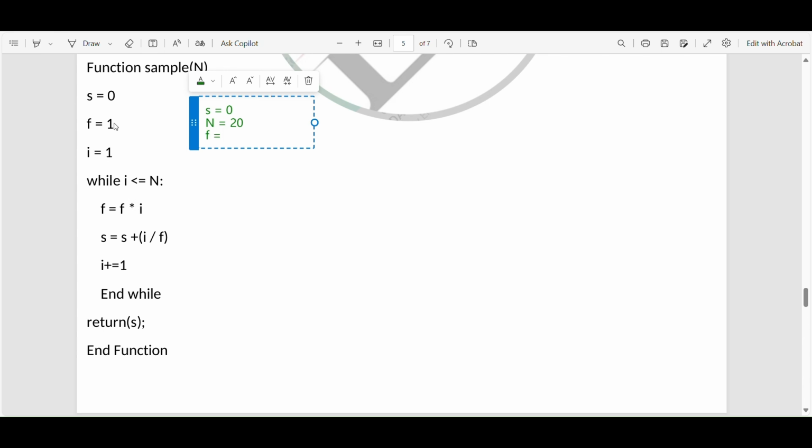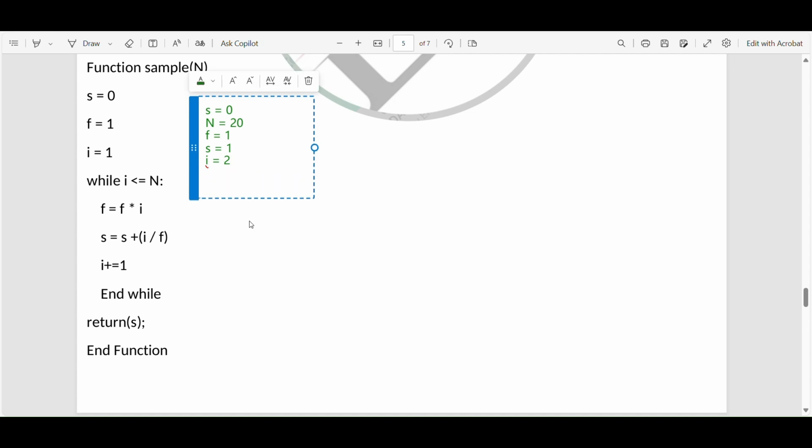And we are going to f equals f into I. That means 1 into 1, which will be again 1 itself. And we are having s plus, that means 0 plus I by f. Yes, 1 divided by 1 will definitely be 1. So s is also 1 and I is incremented. So now I became 2, right?